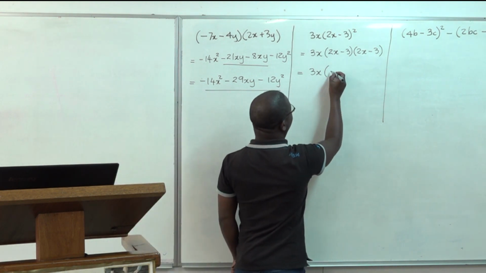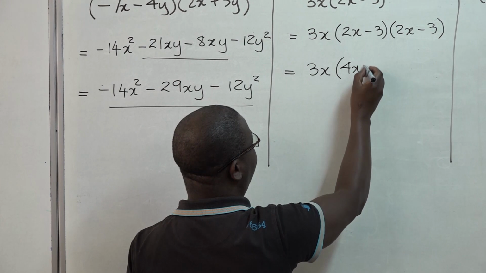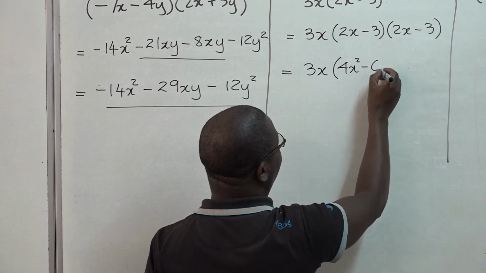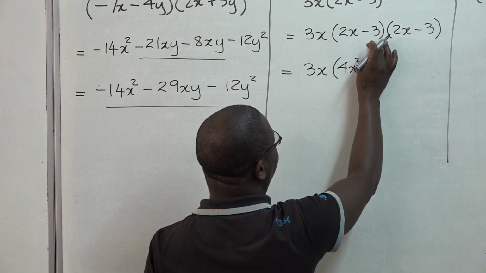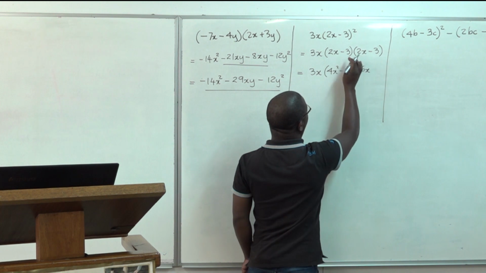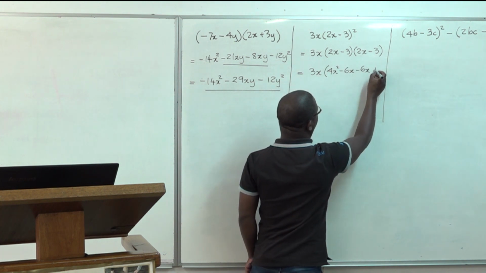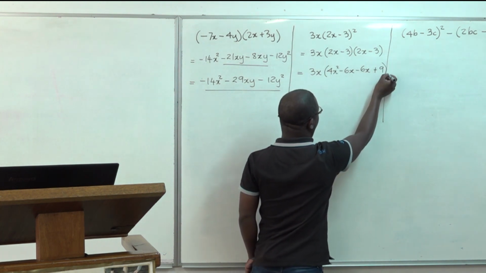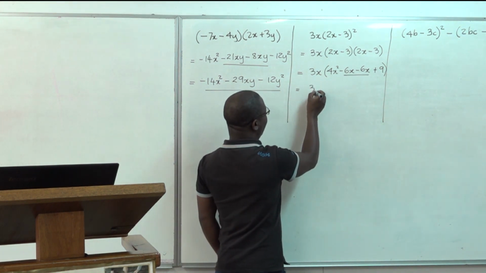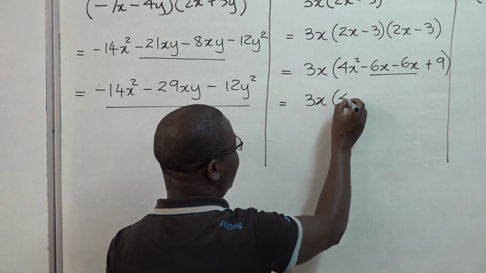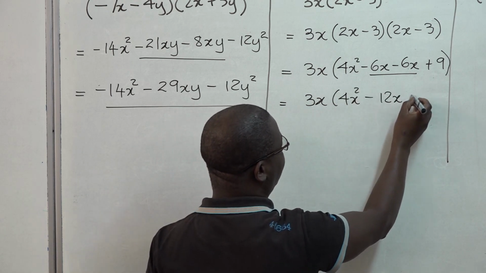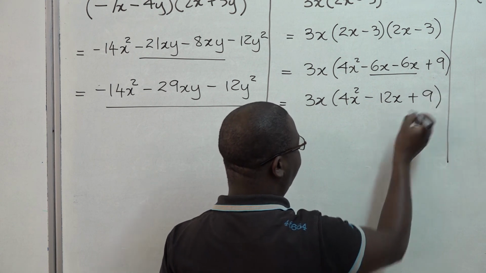2x times 2x gives us 4x squared. 2x times minus 3 is minus 6x. Minus 3 times 2x is minus 6x. Minus 3 times minus 3 is plus 9. We then simplify the like terms. That gives us 4x squared minus 12x plus 9.